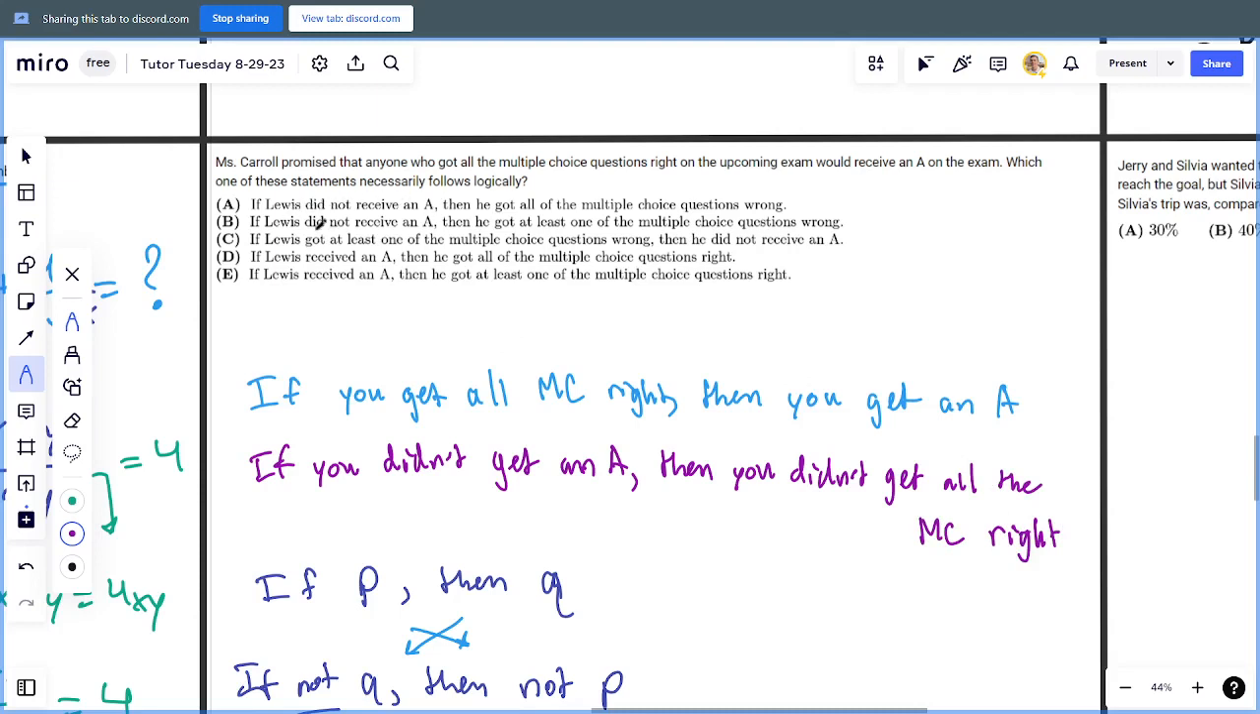If Lewis did not receive an A, I see A or B look like pretty good candidates. A: if Lewis did not receive an A, then he got all of the multiple choice questions wrong. Well, that's not what we're saying, necessarily. B: if Lewis did not receive an A, then he got at least one of the multiple choice questions wrong. That is logically equivalent. He got at least one of them wrong means he didn't get all of them right. Definitely choice B.